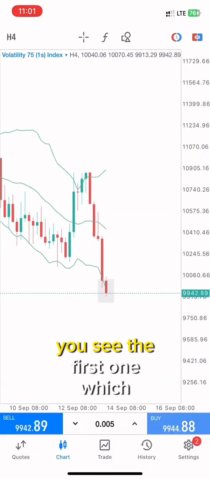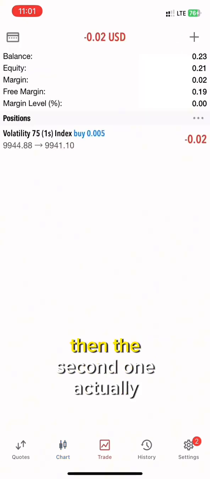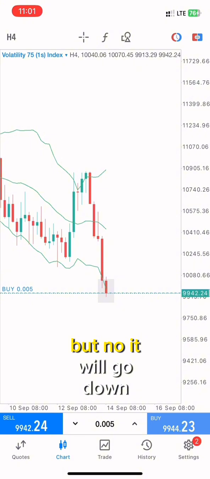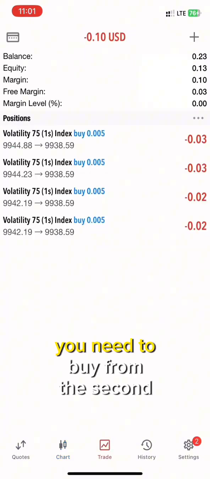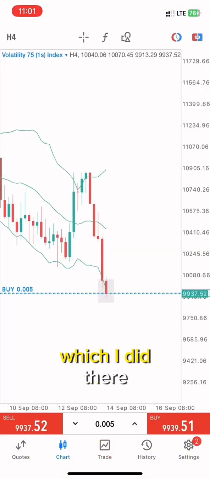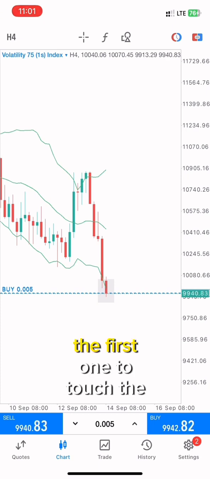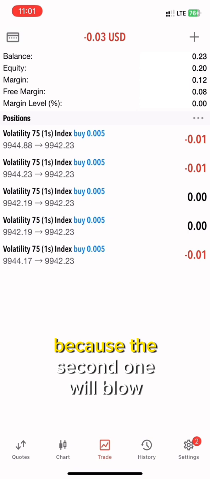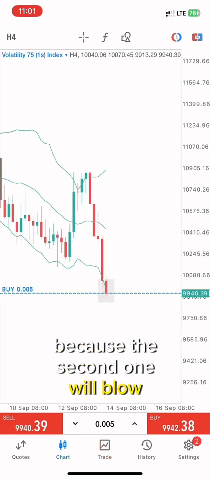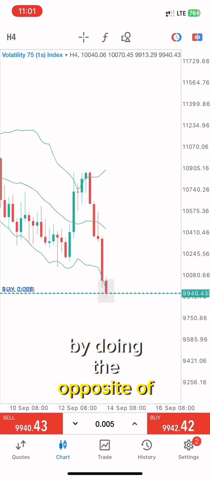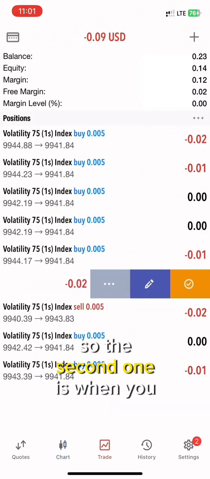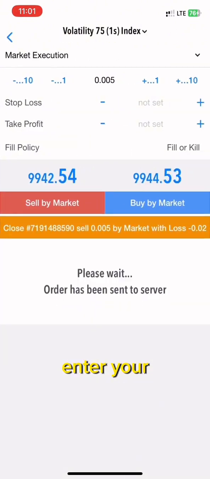You see the first one which touched the Bollinger Band, then the second one actually went down. Most people would buy there, but no, it will go down. You need to buy from the second candle, which I did there. The first one to touch the Bollinger Band, do not react to that, because the second one will blow your account by doing the opposite of what you don't want it to do. So the second one is when you enter your trades.